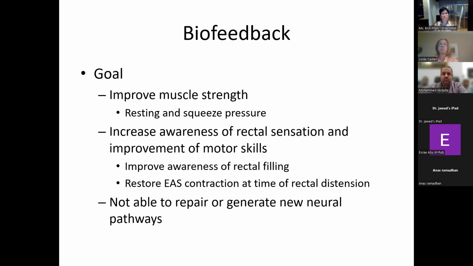So when we do biofeedback, we're not able to generate new nerves. We're not improving the nerves. We're just hopefully building muscle fiber. And also, just by using those muscles, they get a better idea of what their pelvic muscles and their anal canal feel like. So because of that, they just have a better awareness of that area. So we're not improving sensation. We're improving their awareness of that area.